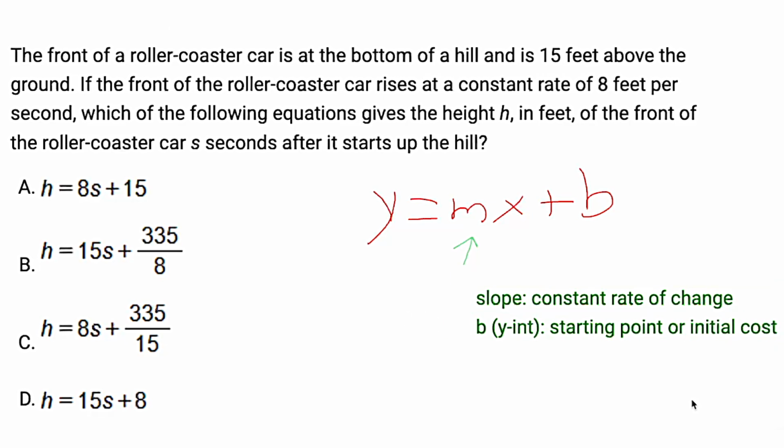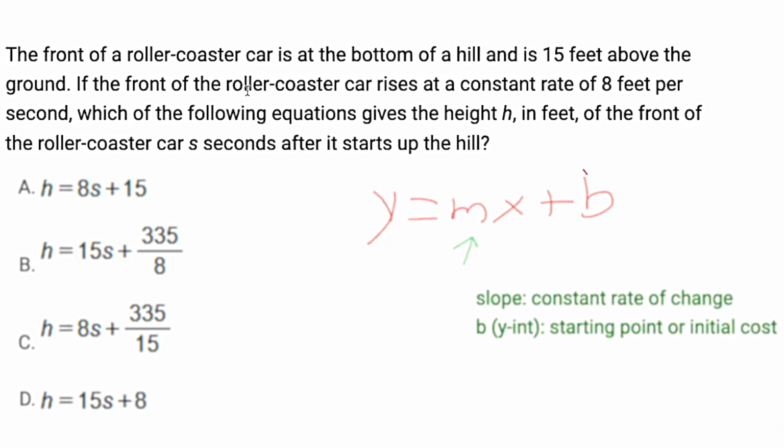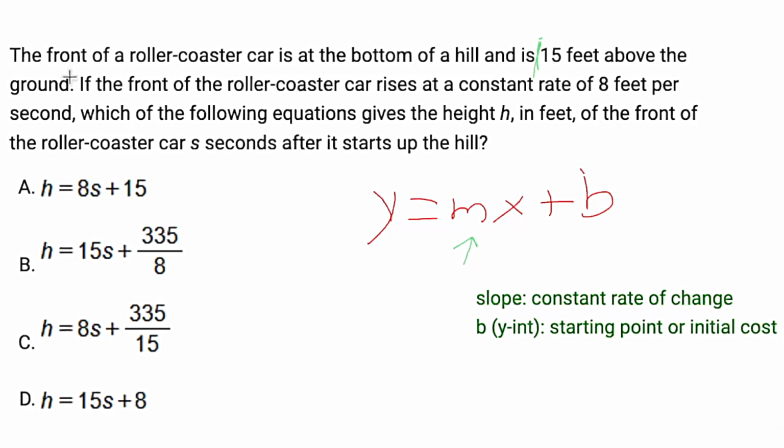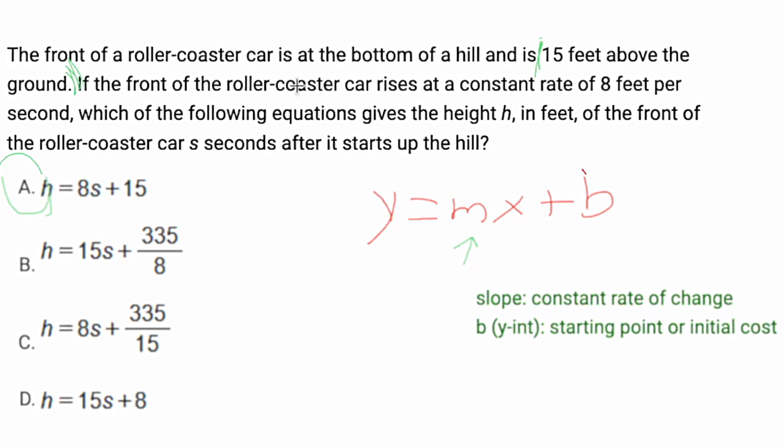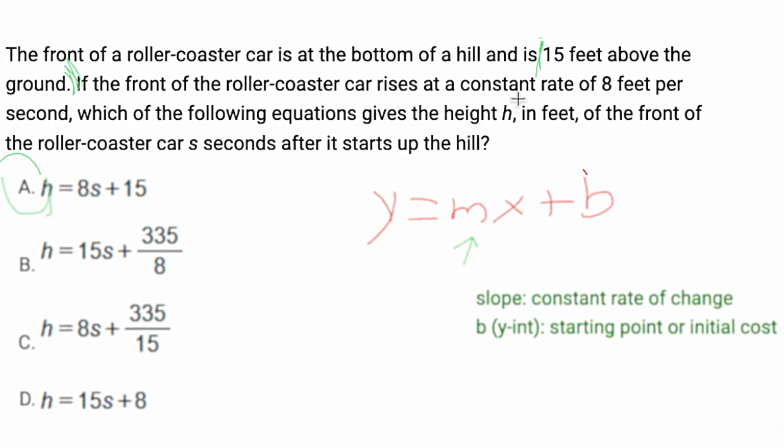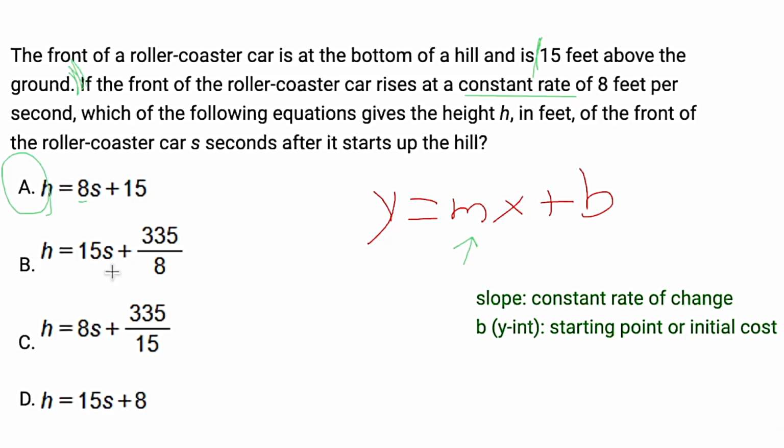So let's look for both of these things. Do we see a starting point? Do we see a constant rate of change? The front of a roller coaster car is at the bottom of a hill and is 15 feet above the ground. Seems like we've got a starting point. 15 feet above the ground is where it starts. So based off of that, we could just go with A and get our correct answer. But if we also want to double check that our constant rate should be 8, if the front of the roller coaster car rises at a constant rate, it actually even has that phrase constant rate of 8 feet per second. Boom. So we're totally good there.